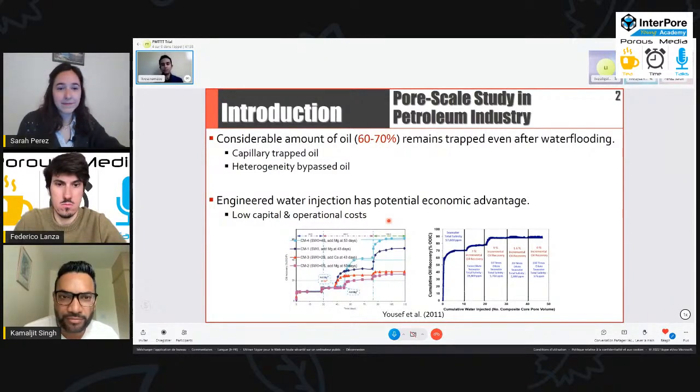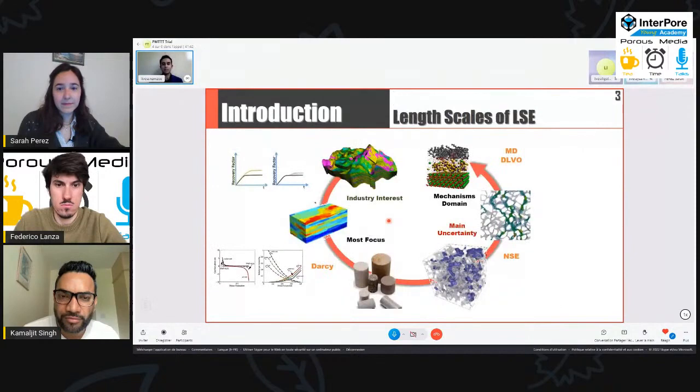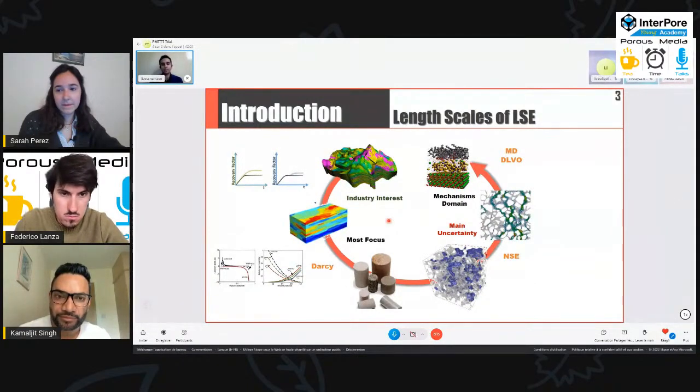Looking at the different scales of this low salinity effect, the industry is interested in field scale, large scale results. But to do experiments and investigations, we have to work inside the laboratory. So most focus has been on the core scale, which is on the scale of a centimeter. But the actual mechanisms driving this phenomenon happen at a much lower scale, inside the tiny micron-scale pores of the rock where the oil is stored.